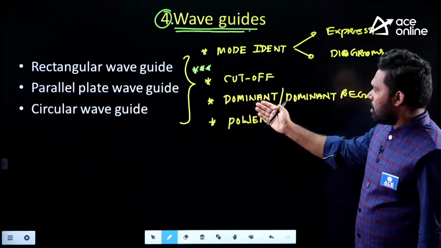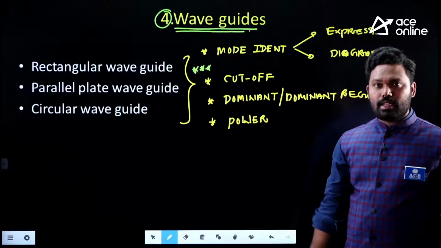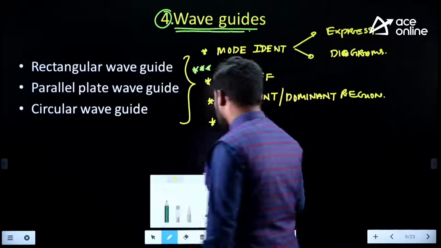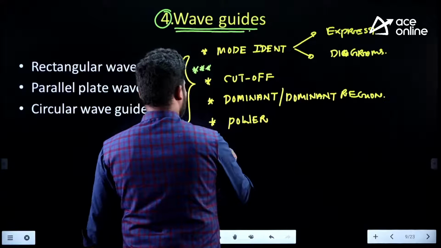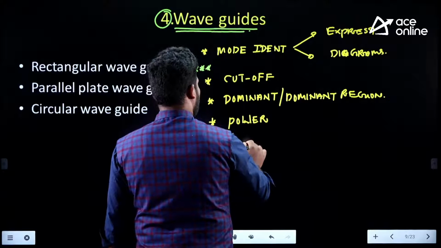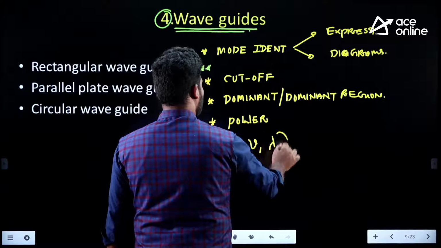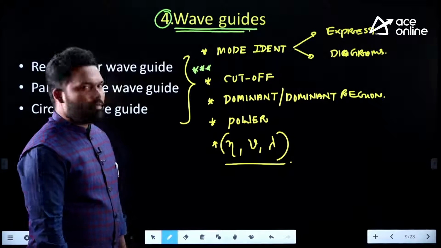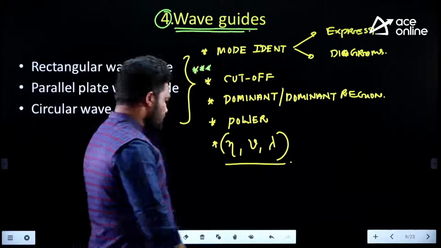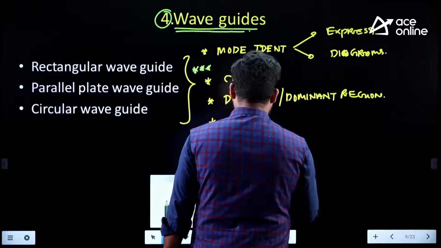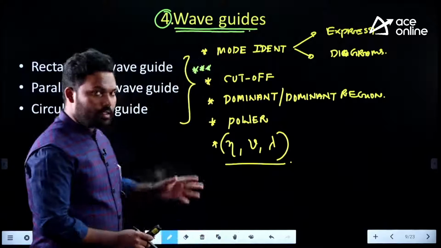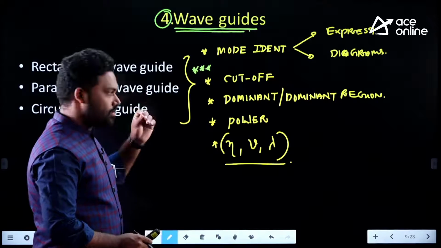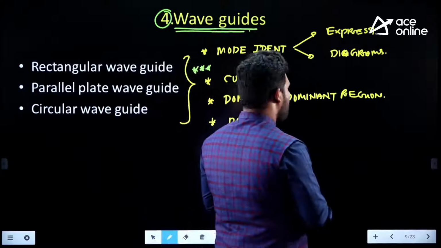Cutoff frequency, dominant mode, dominant region, power calculations, and then different parameters such as intrinsic impedance, velocity, and wavelength. Okay, fine. In the year 2020 also there was a question on the parallel plate waveguide. Fine. Okay. So one question is guaranteed.